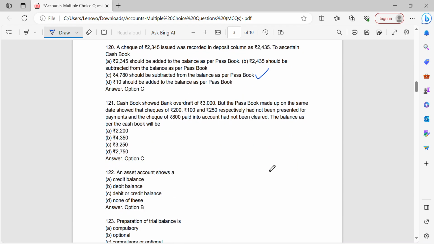Next question. Cash book showed bank overdraft of rupees 3,000, but the passbook made up on the same date showed that checks of rupees 200, rupees 100, and rupees 250 respectively had not been presented for payment, and the checks of rupees 800 paid into account had not been cleared. The balance as per the cash book will be rupees 2,200, 4,350, 3,250, 2,750. The answer is option C.